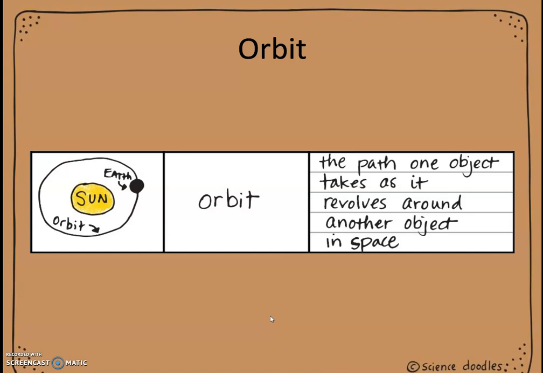Orbit is the path one object takes as it revolves around another object in space, such as Earth when it orbits around the Sun. Pause the video here and take notes on your paper or on your class Kik. Record what you have here. So you're going to add in your word orbit in the middle box, and you're going to add your definition: the path one object takes as it revolves around another object in space. When you're done recording that or writing that down or typing it in, then you're going to unpause and go to the next word.